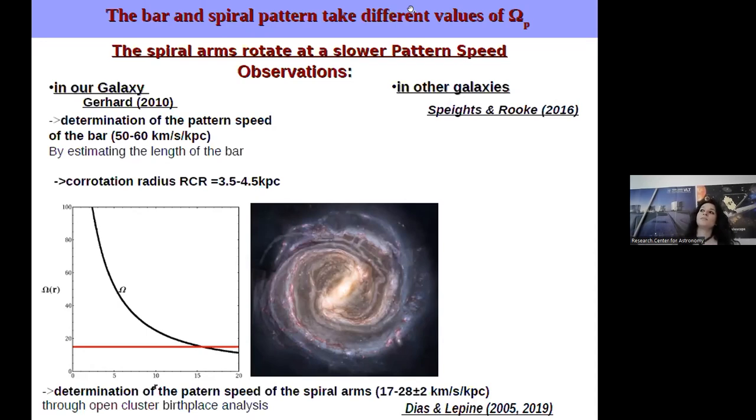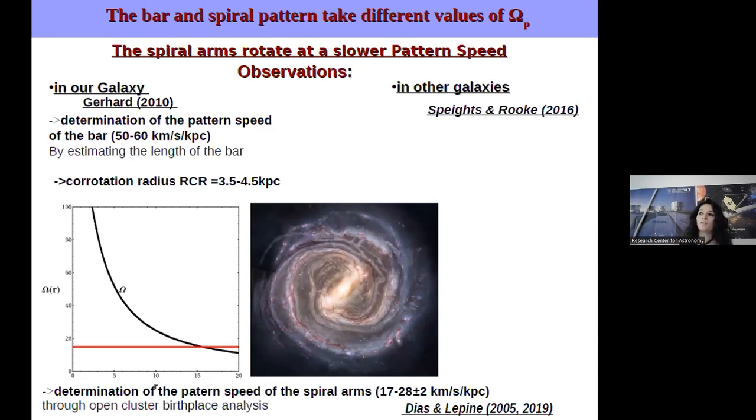The pattern speed of the bar is estimated, as I said before, through the determination of the corotation radius. The corotation radius is the radius in the galactic disk where the stars rotate at the same angular speed as the pattern speed, the angular velocity of the bar. And the corotation radius can give us evidence for the value of the pattern speed.